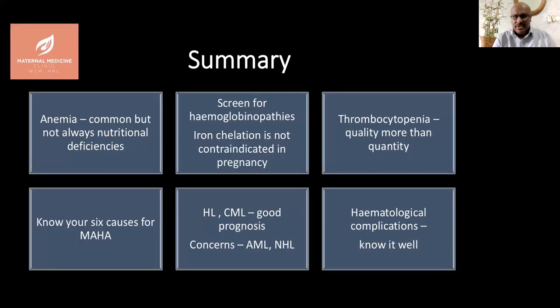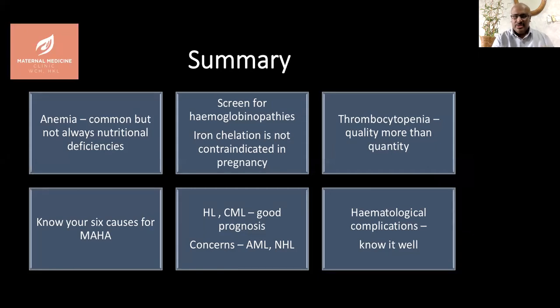So to summarize my talk, ladies and gentlemen, anemia is common, but it is not always nutritional deficiencies. Do not always assume it is iron, but it's okay to have a 2 to 3 week diagnostic trial. In these parts of the world, screen for thalassemia, rule out haemoglobinopathies. Iron chelation is not contraindicated in pregnancy. Ladies and gentlemen, thrombocytopenia, don't assume it is gestational. The quality of the platelets is far more important than the quantity. Do not be engrossed with the number 50 or 80, establish a diagnosis.